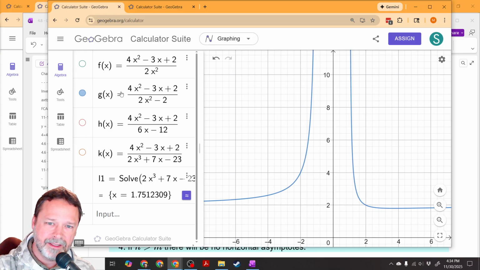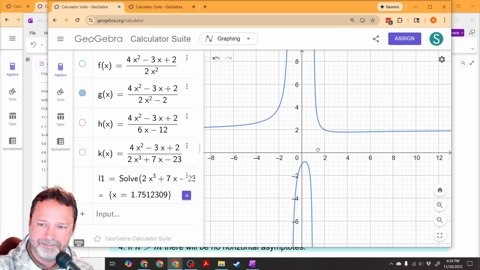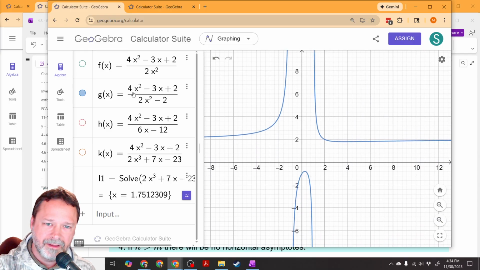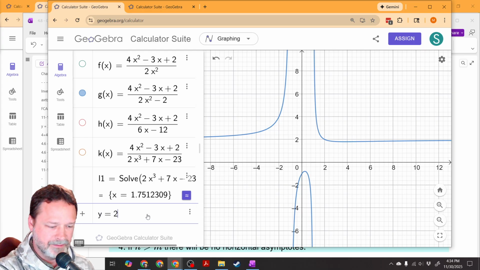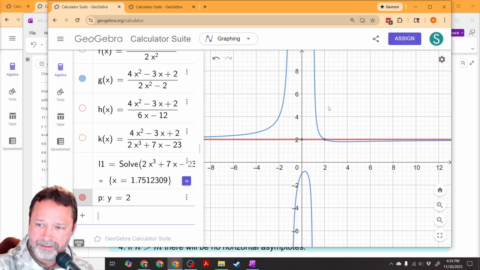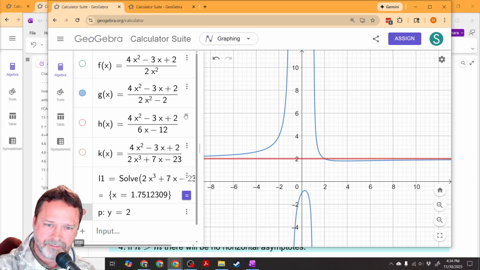G of x. Now, this is another example where both polynomials, the numerator and denominator, have the same degree, and the same coefficient. So I still get that horizontal asymptote at y equals 2. We still get that. It still crosses it even in one spot. But now I have a different asymptote.